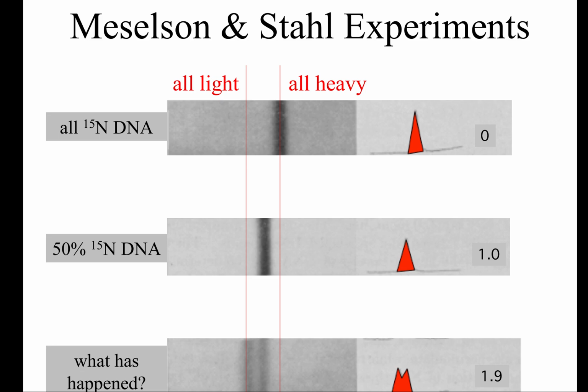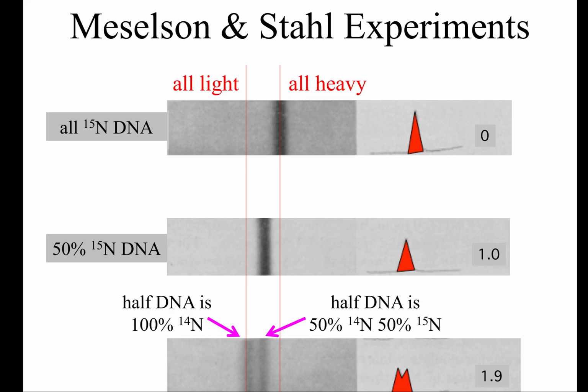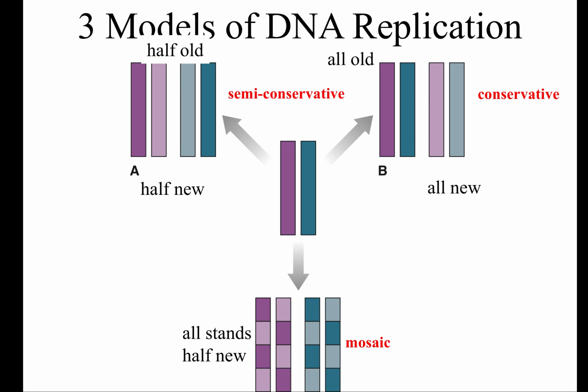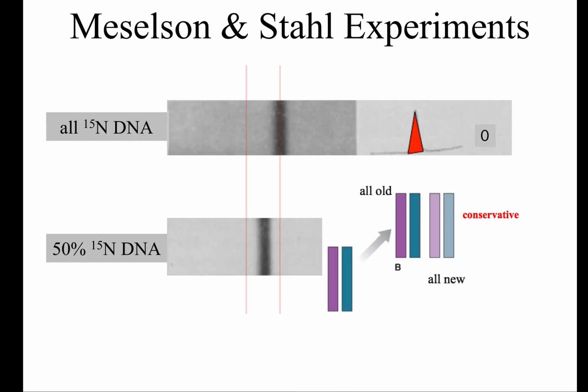Okay, so what does that mean for the 3 models of replication? This band means that the 2 strands of DNA are 50-50, 50% light, 50% heavy, and then some of the DNA is 100% light. All right, so let's look at these models and figure out which one that could be.